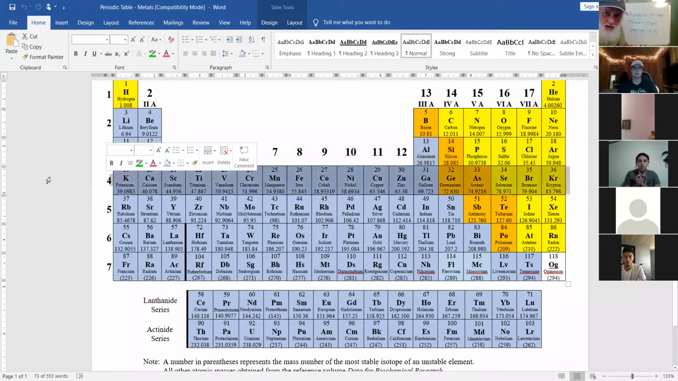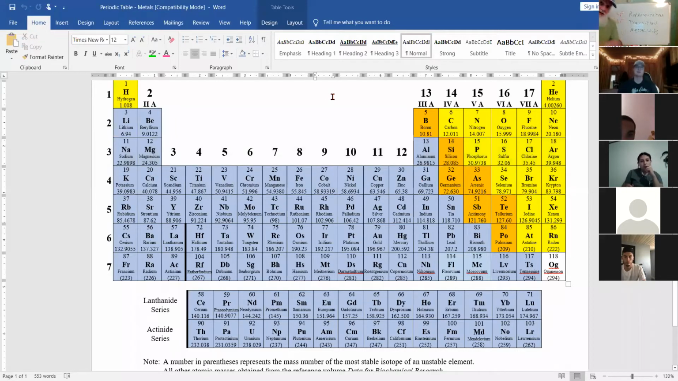So again, what's going on here? This is a very important classification, the metals versus non-metals. But this begs the question, what is a metal? What's the difference between a metal and a non-metal? Does anybody know?